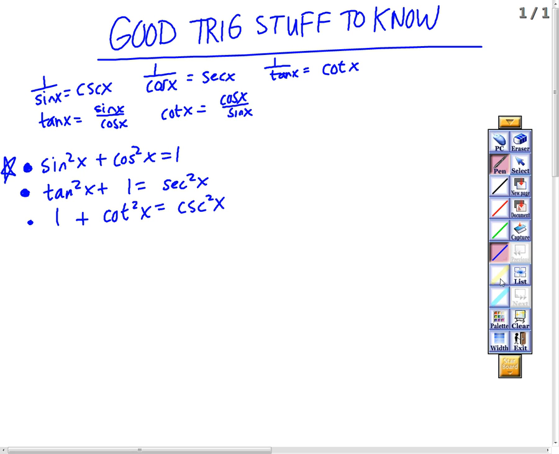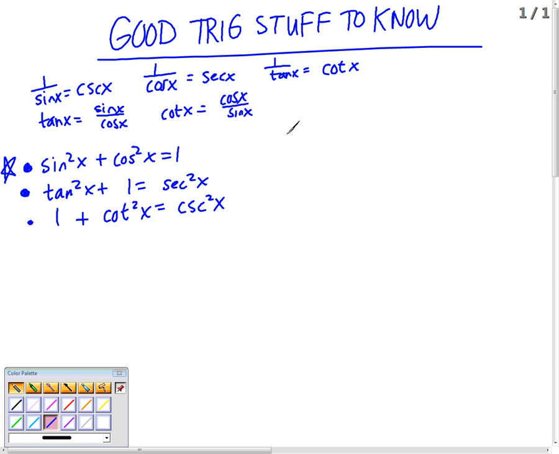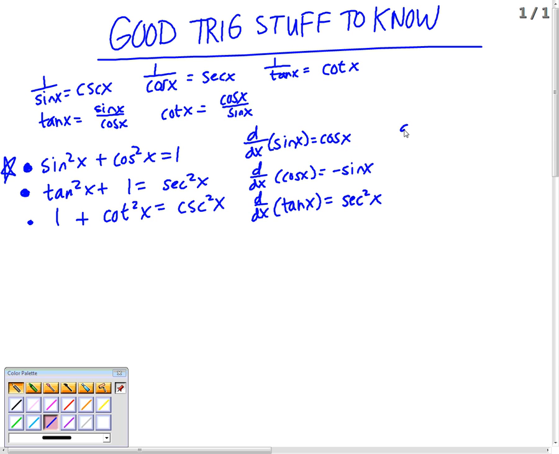This is the derivative stuff. The derivative with respect to x of sine x is cosine x. The derivative with respect to x of cosine x is negative sine x. The derivative with respect to x of tangent x is secant squared x. Okay?